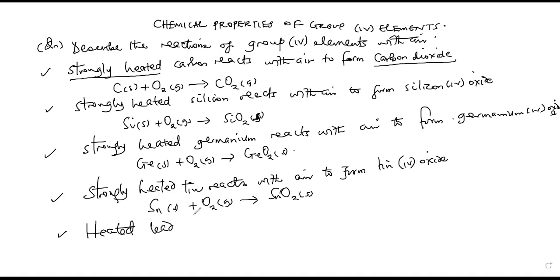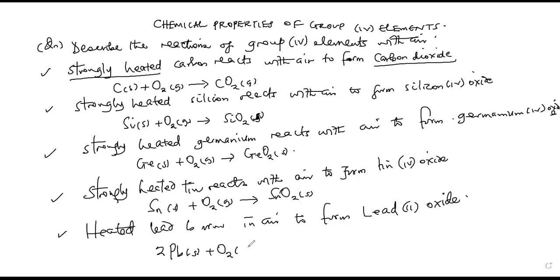heated lead burns in air, but it forms lead 2 oxide, not lead 4, because lead in the +4 oxidation state is unstable, meaning it can undergo decomposition. When we form lead 4 oxide, it will undergo decomposition. So we form lead 2 oxide, which is stable. The final compound should be stable. So that is where the oxidation state idea has come about. So we shall have lead plus oxygen, we form 2 lead oxide molecules. You must form a stable compound.